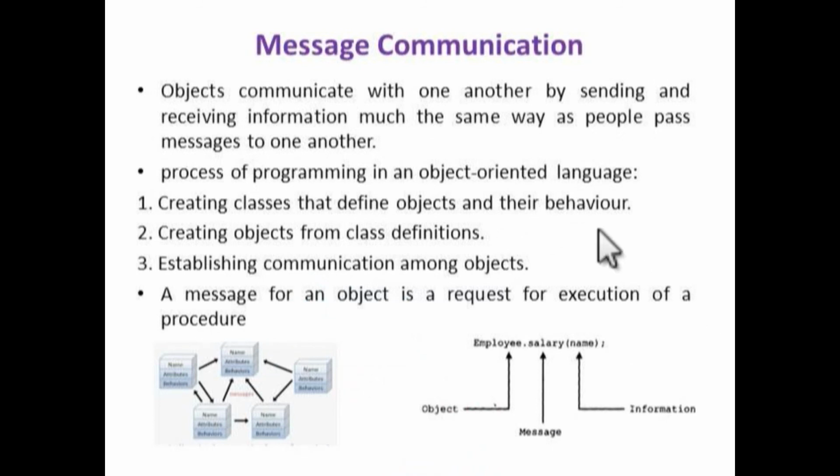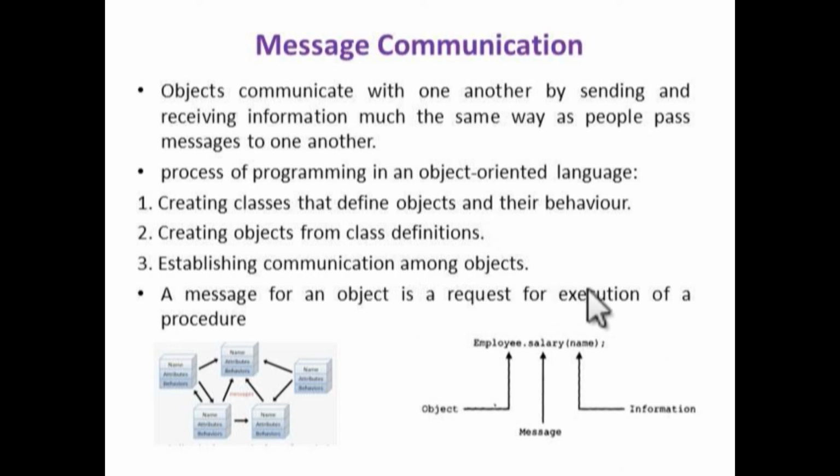Then the last one is message communication. We know that in object-oriented programming, everything is considered as an object, so we need some communication between these objects. While developing the program, the basic steps are: first we create a class, then we define the variables and methods inside the class, then we create objects from the class definition. After that we have to provide communication between these objects. This communication is done with the help of messages. Messages are nothing but function calls or method calls.